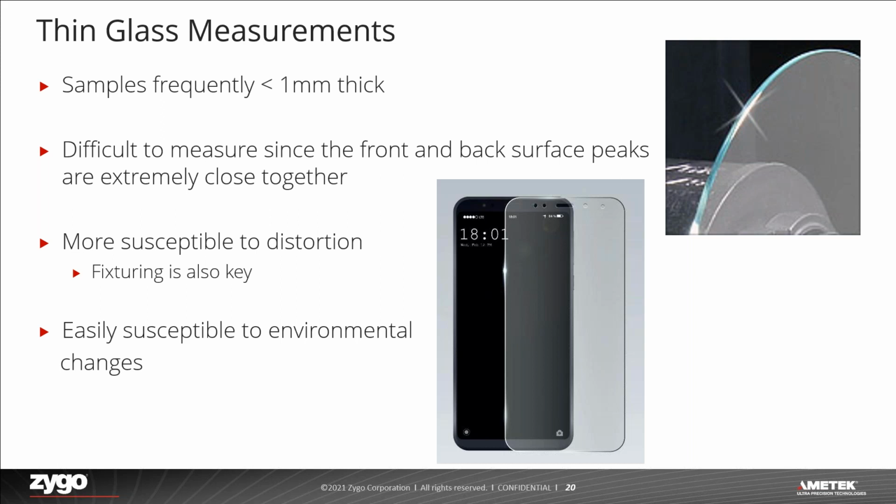The other thing you want to worry about with thinner glass is that it's much more susceptible to distortion. This makes taking measurements of optical thickness variation, physical thickness variation, and homogeneity much more important because it can be harder to get reliable measurements of the front and back surface. You're also going to want to key in on your fixturing for these thin samples. As we briefly mentioned earlier, thin glass samples are also very easily susceptible to environmental changes, making the simultaneous measurement even more important. I mean, think about it.